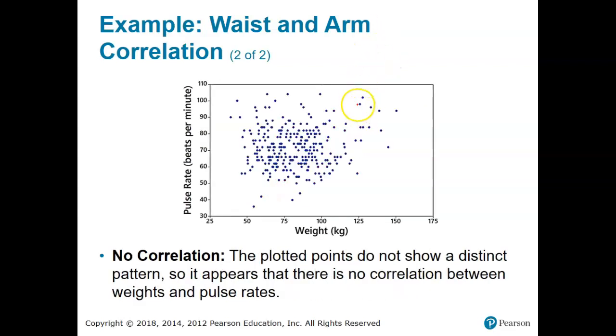If you see points that are all scattered around with no real pattern to them, then those are not going to have a correlation between them. This particular one is showing weight and pulse rate, so it appears based on this graph that there is no correlation between the two of those.